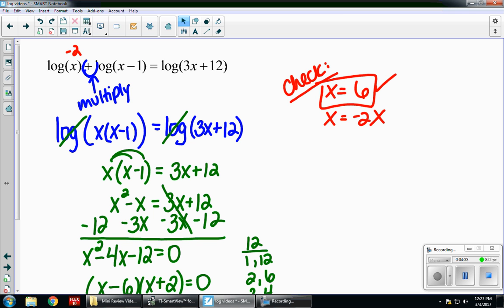So once again, just like our first one, keep the base and switch was the other log video. That was the only different part. Everything else is quadratic. Here, same thing. Only difference is drop the logs, and then everything else is old material.